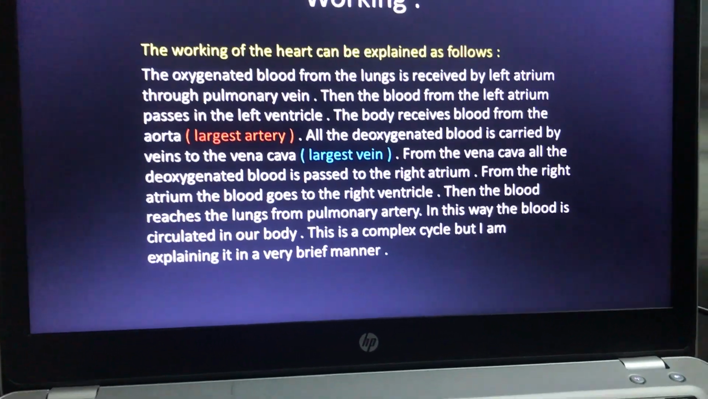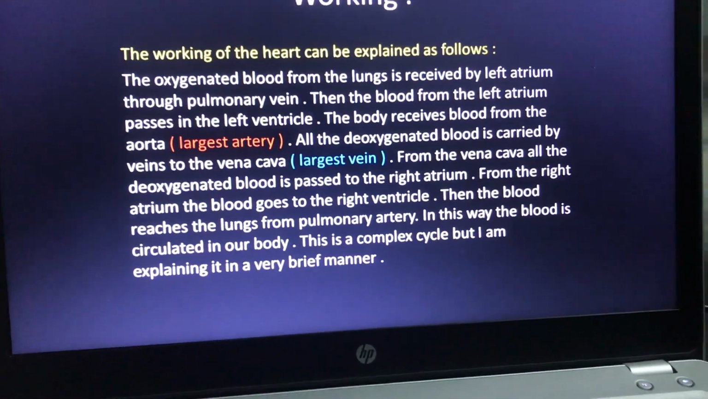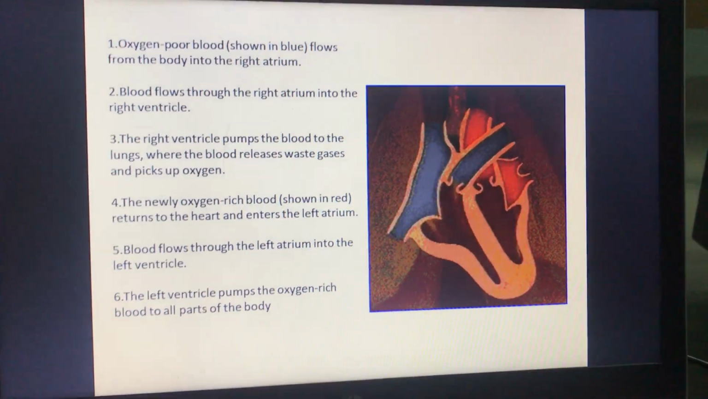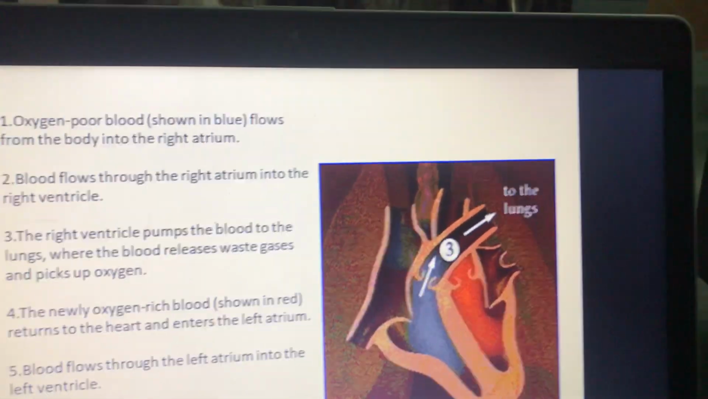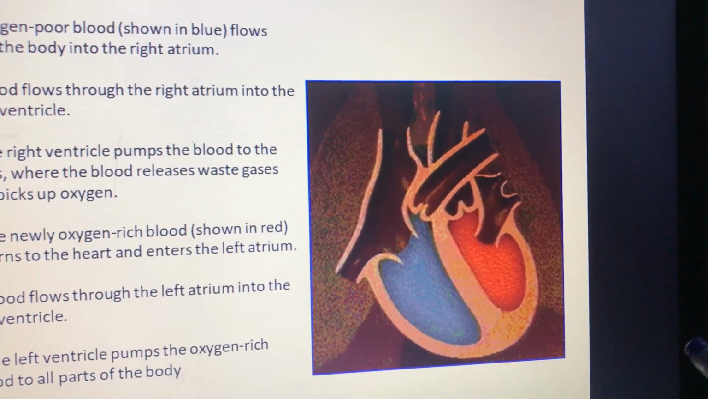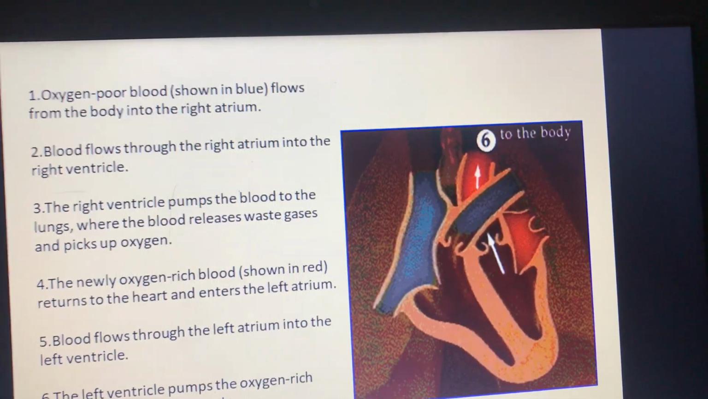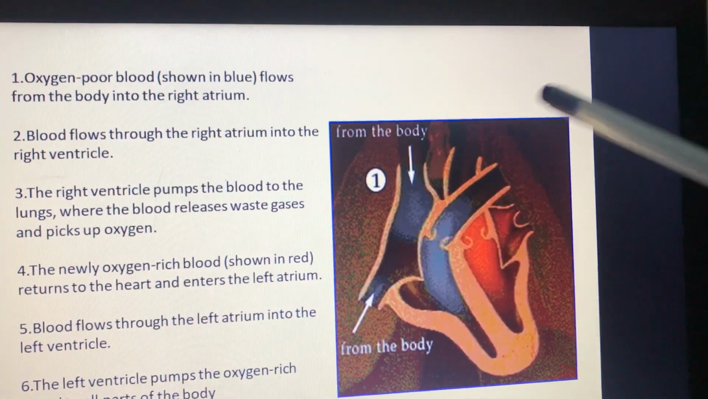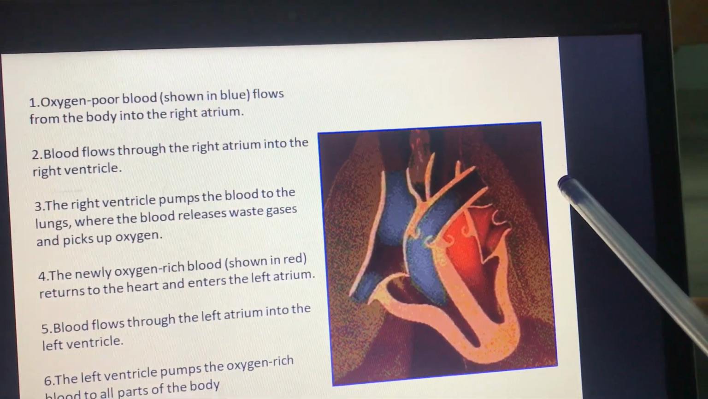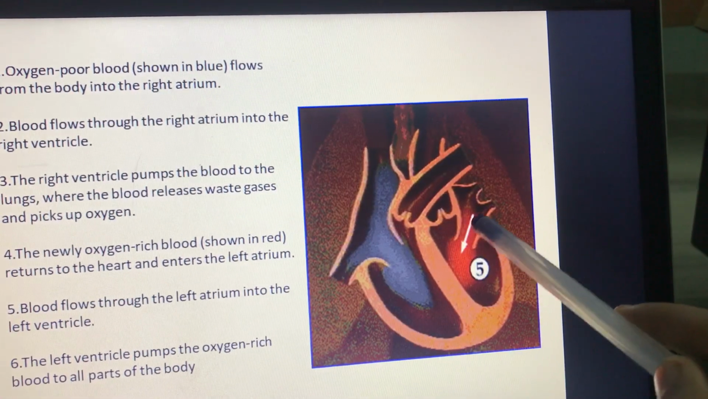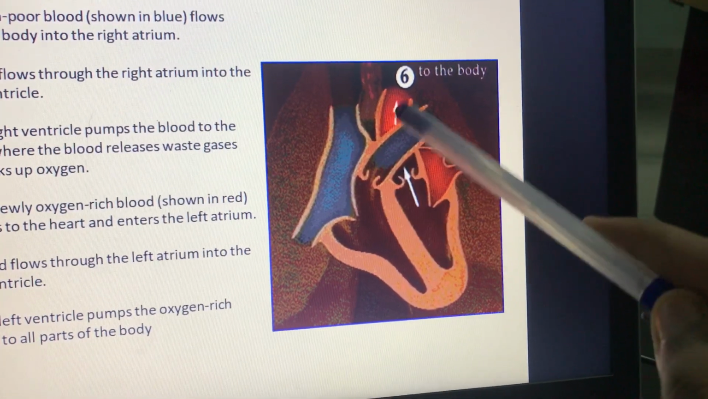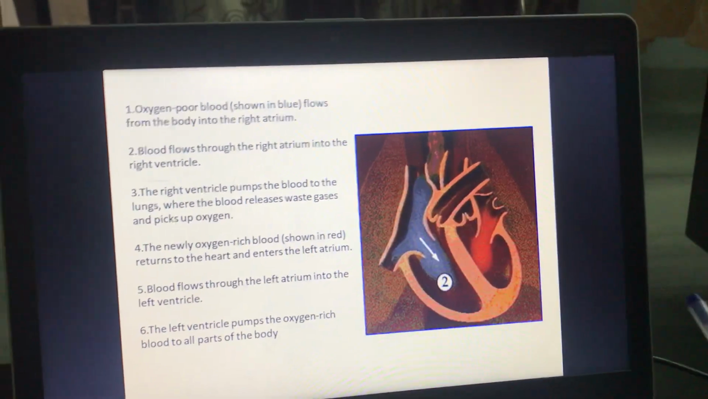So this is a very complex cycle of working, but I am explaining it in a very brief and easy way. So now let us see through this video also. See here, it is shown that the first step is oxygen-poor blood flows from the body into the right atrium, then to the right ventricle, then goes to the lungs, and the same way it comes to the left atrium, left ventricle, and goes to the body.